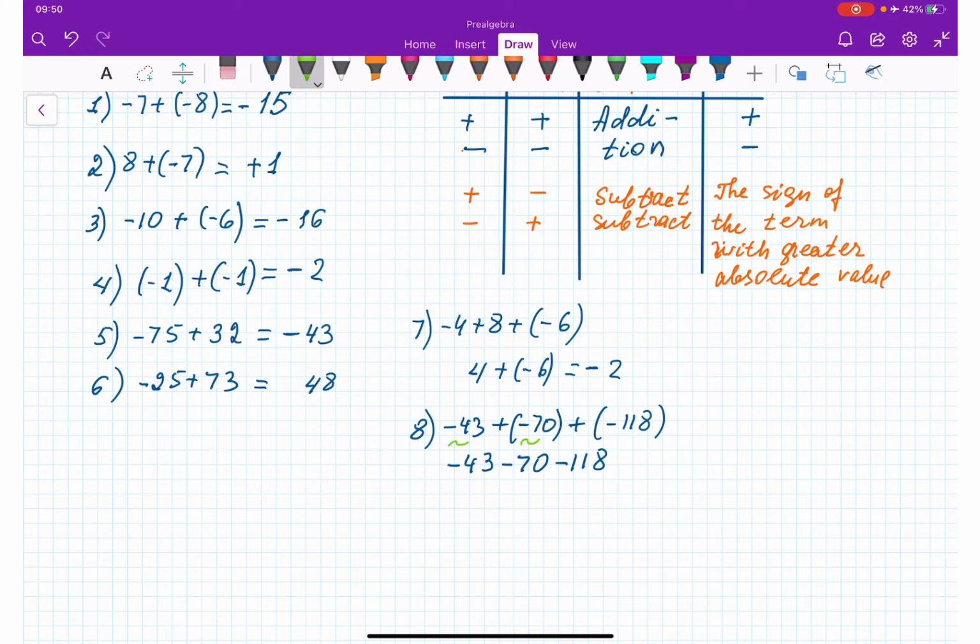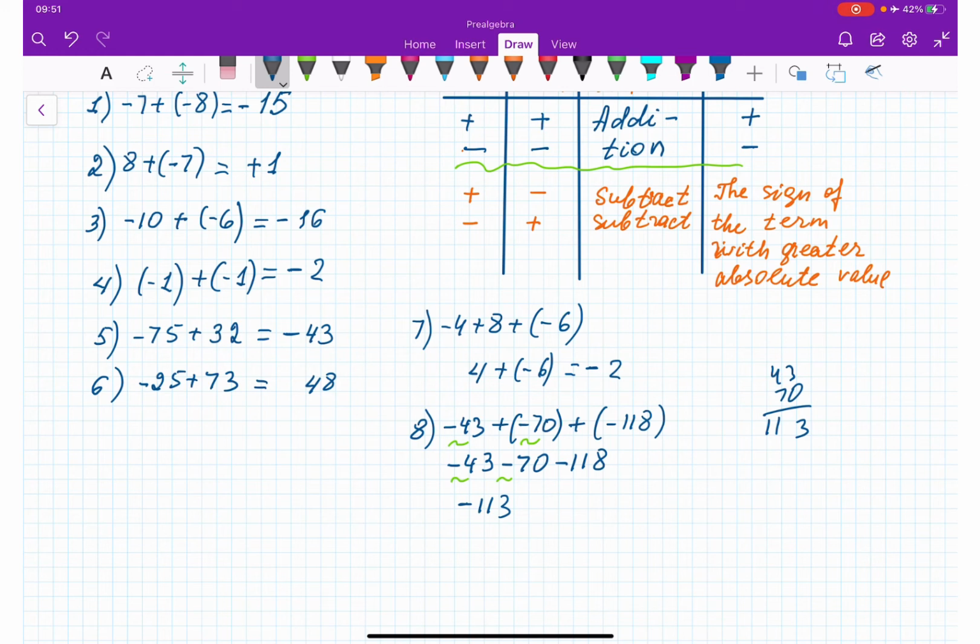Negative and negative. Here also negative and negative, which means we are going to use this one. So we need to add, right? So 43 and 70. 3 plus 0 is 3. 4 plus 7 is 11. So 113. Since both numbers have negative sign, there is nothing to choose from.